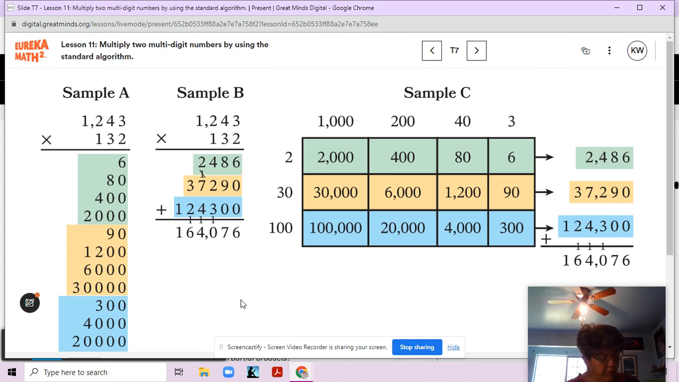So if these numbers are pretty easy for you to use, or if you like to do it that way, personal preference, right? So in lesson 11, we're going to multiply 2 multi-digit numbers using the standard algorithm. So we're focusing on standard algorithm in this lesson 11, and I'll see you on your next video.